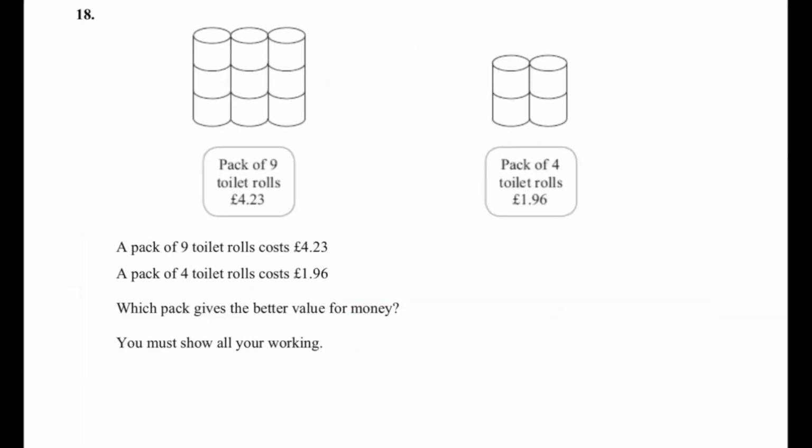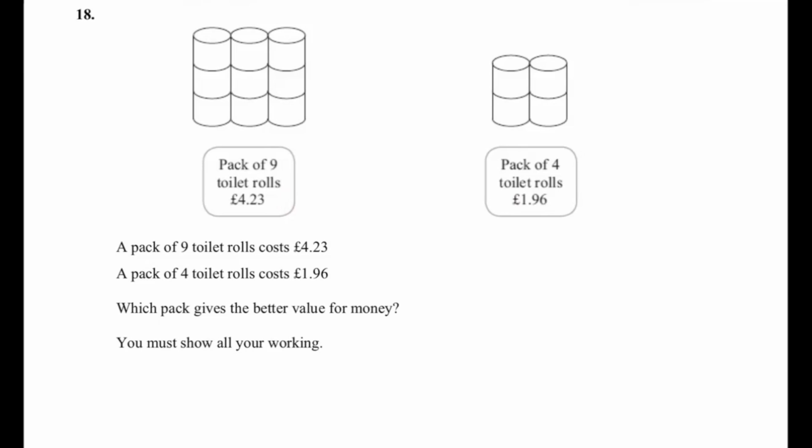Okay, we've got toilet roll and we've got to work out which one gives us the better value for money. Now, in order to do this, we need to compare them. And there are different ways to do this. There isn't just one method. What I could do is I could try and find a number that they both go into. So, for example, 36. And then I could multiply it up to get a price for 36 toilet rolls in each situation. But honestly, I think the best way to approach any of these better value for money style questions is to just find the cost of one.